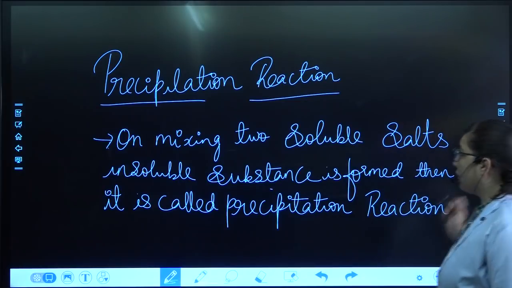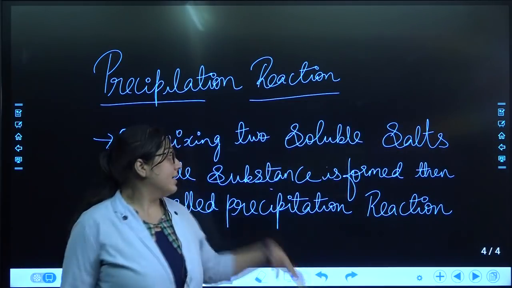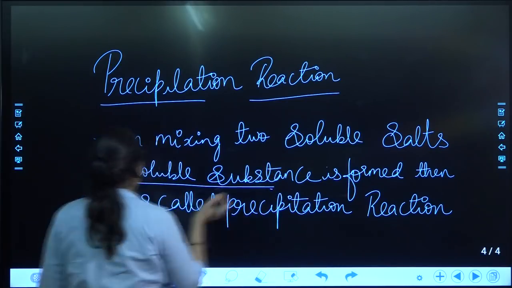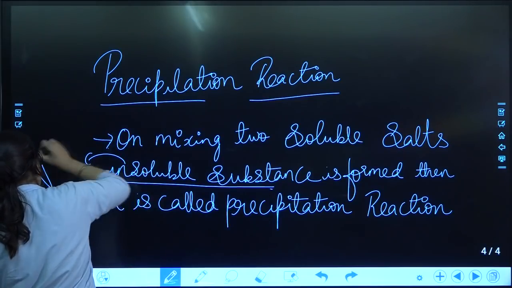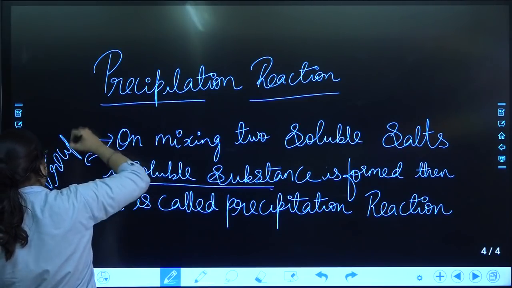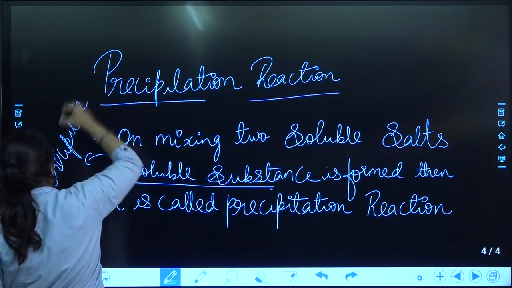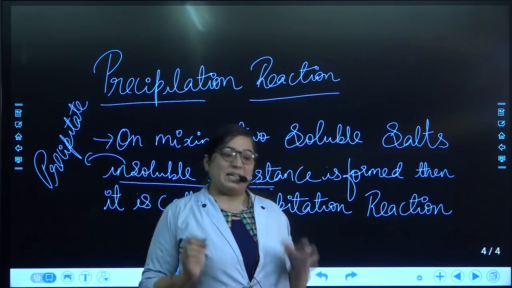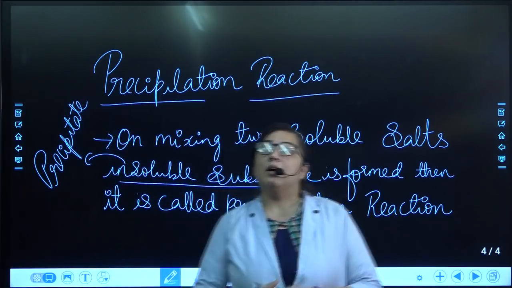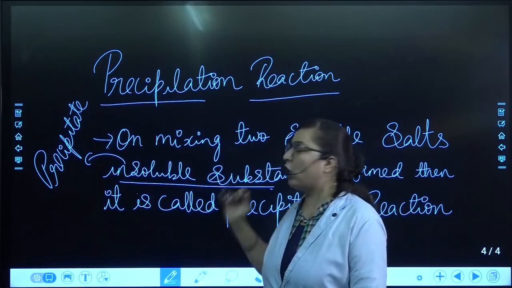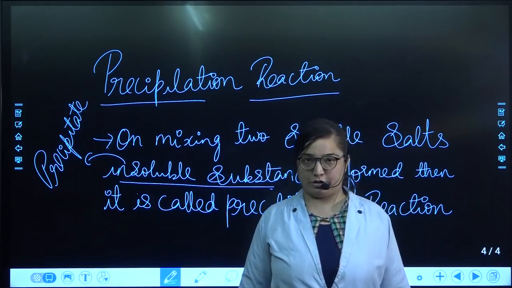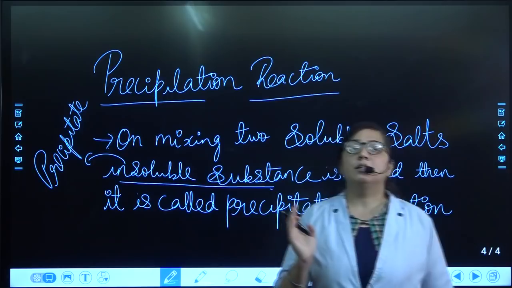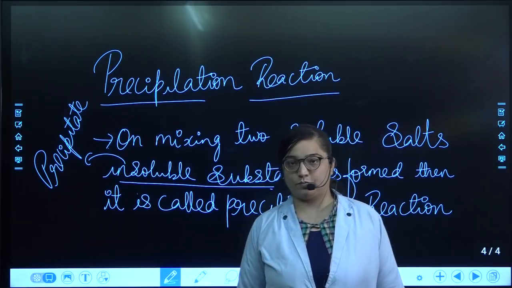When two soluble salts are combined and something insoluble is formed, the insoluble thing that is formed is called a precipitate. What is it called? Precipitate. A precipitate can be of any color and it will never ever depend on the color of the solution. Once again, it will never ever depend on the color of the solution.